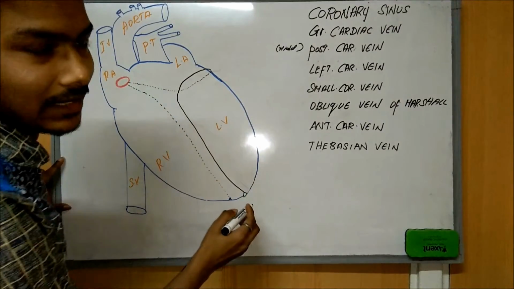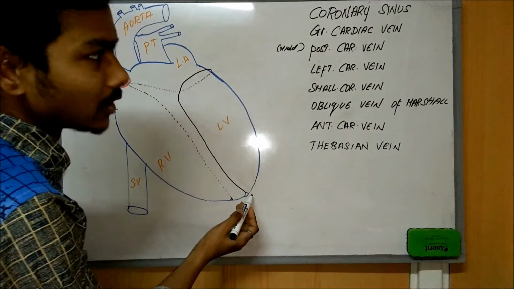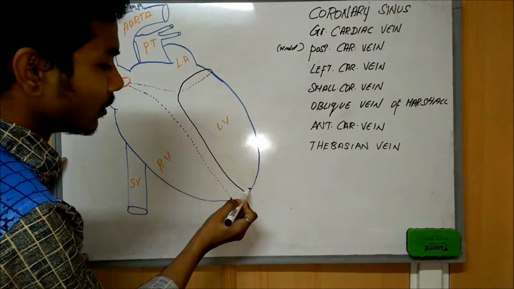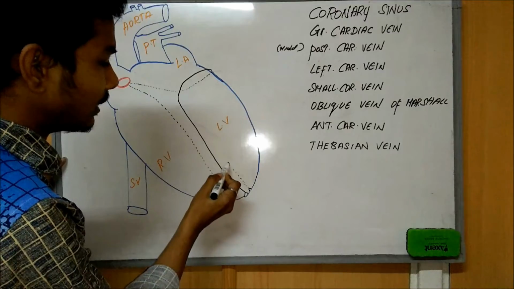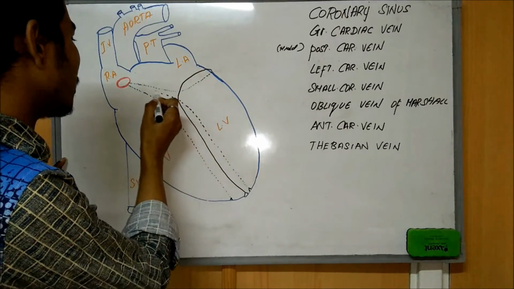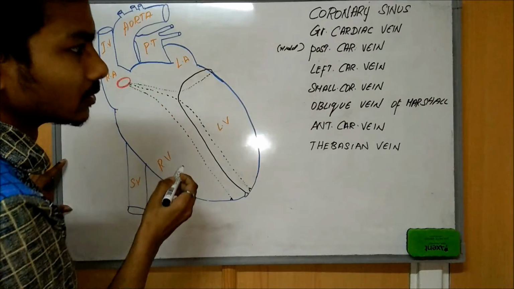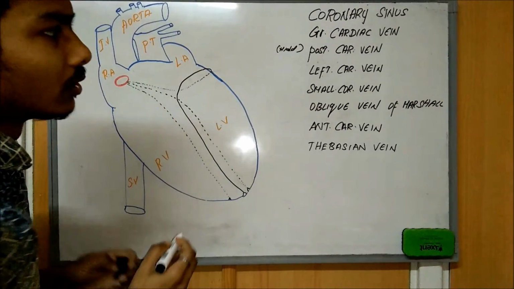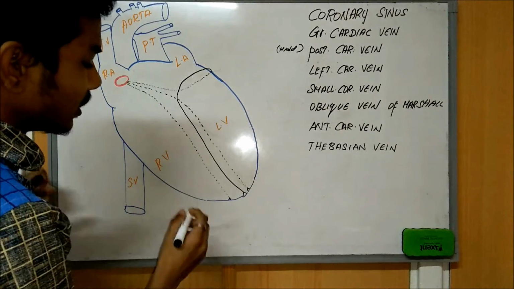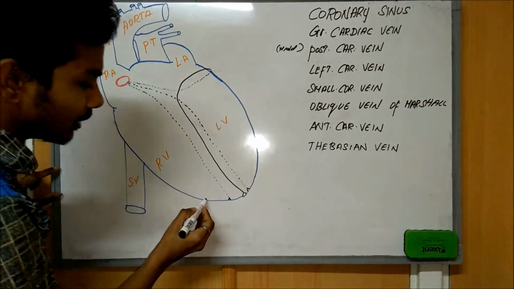So it arises in the posterior manner, and then drains into the coronary sinus. The left cardiac vein also arises in the posterior aspect of the heart, from the left ventricle. So it goes anteriorly in an upward manner, and then drains into the coronary sinus.